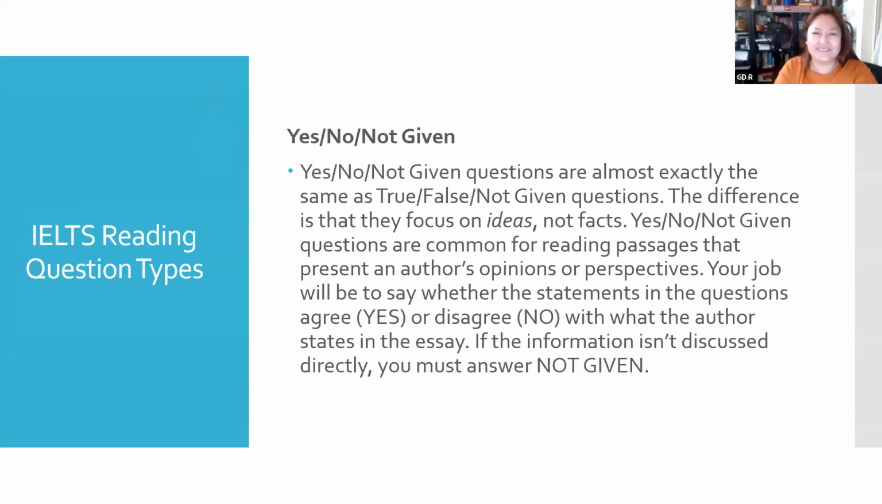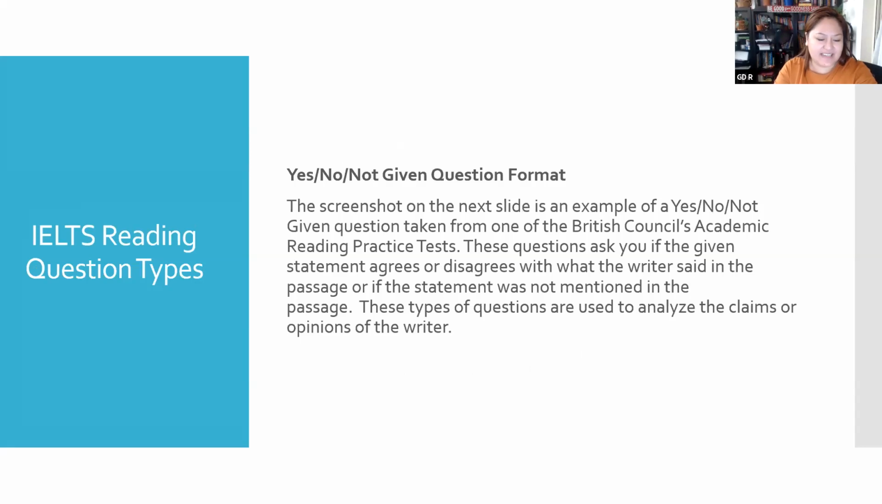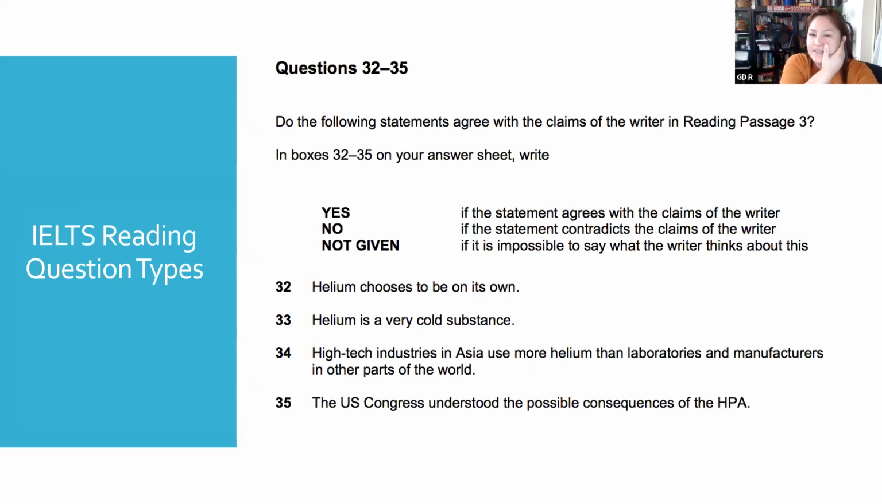Okay, that's good. So another example is true or false or yes, no, or not given. It's the same. So this is an example. It's yes if the statement agrees with the claims of the writer. No, if the statement contradicts the claims of the writer, and not given if it's impossible to say what the writer thinks about. So these are the statements. Again, I will give you the passages so you can compare. If the statement agrees with the claim, is it yes? Does it disagree, is it a no, or is it not given?